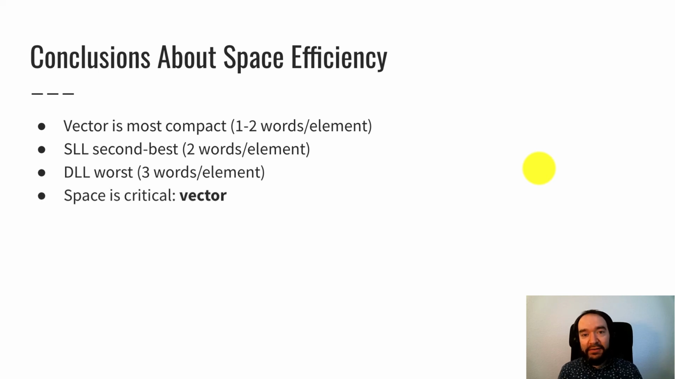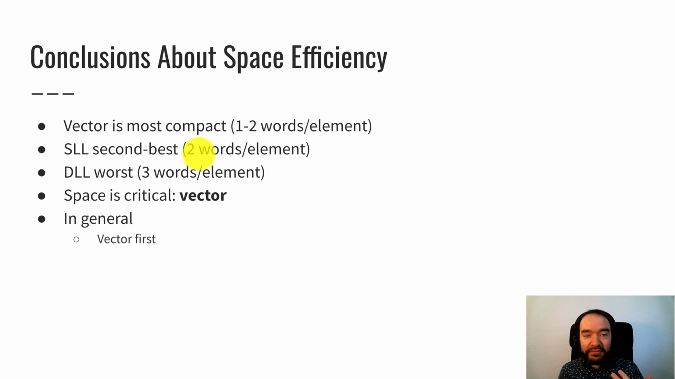So that says if space is critical, if the most important factor to you is how much memory one of these data structures uses, you should go with the vector because at its best, it uses only 1 word per element, which is half as much as a singly linked list and a third as much as a doubly linked list. Even at its worst, the vector is tied with singly linked list. And most of the time, vector will use less space than either linked list.